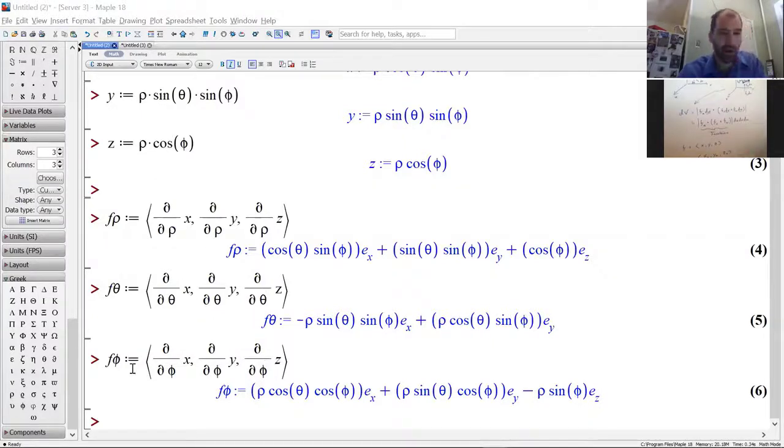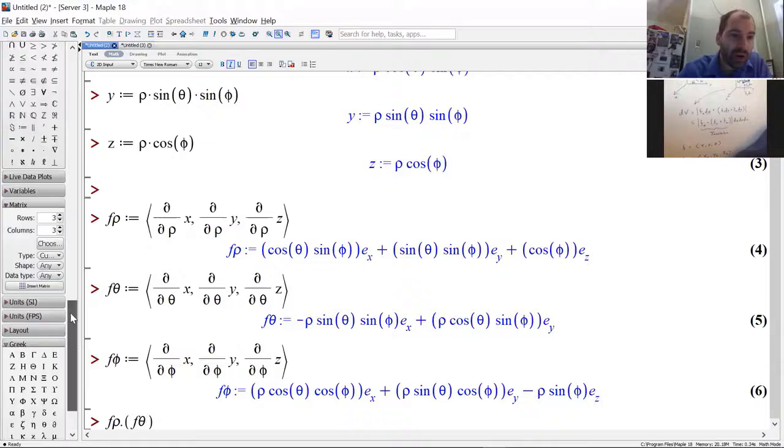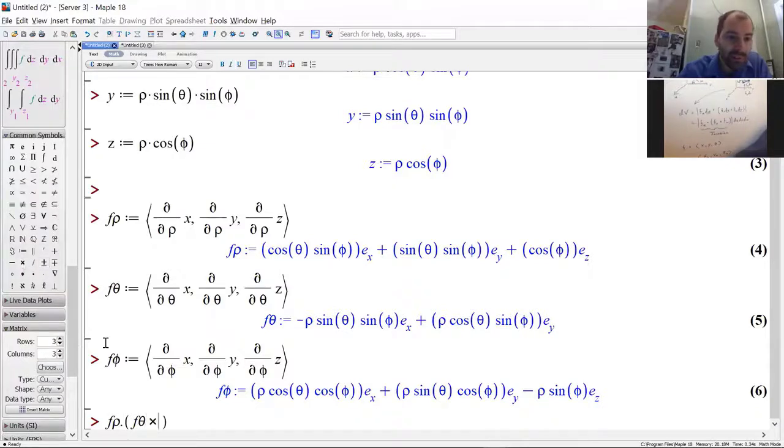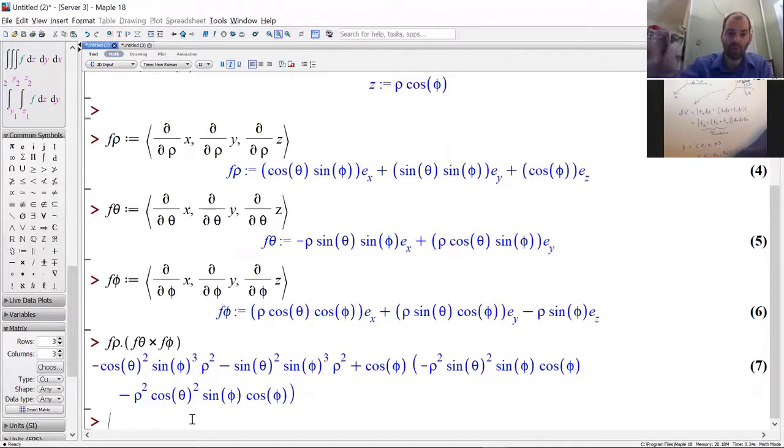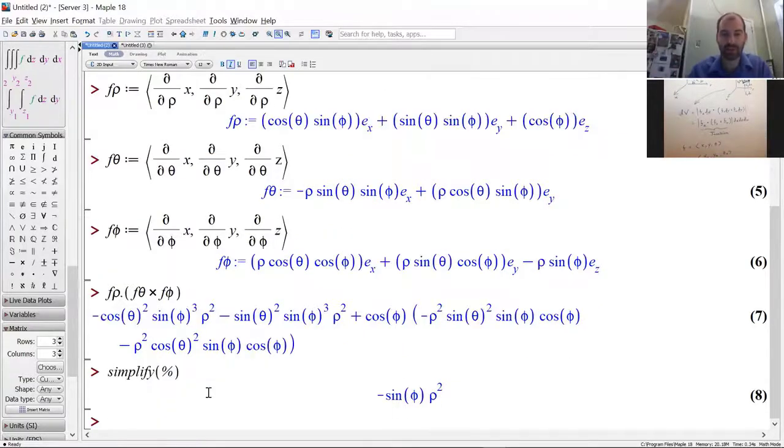And now the Jacobian is going to be one of these dotted with the cross product of the other two. So let's take this one and take the dot product of the cross product of the other two. So let's put this in here, and we'll do a cross product. So I need the cross product symbol. There we go. And, boom. Okay, that's ugly, but Maple can simplify. Simplify the last result.